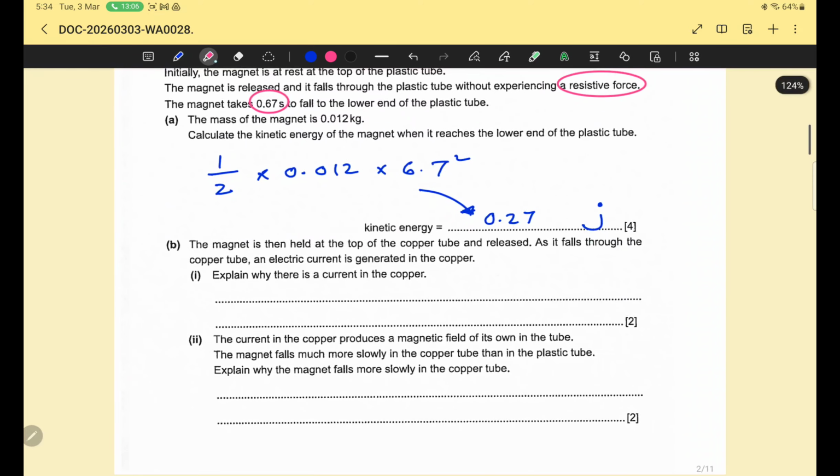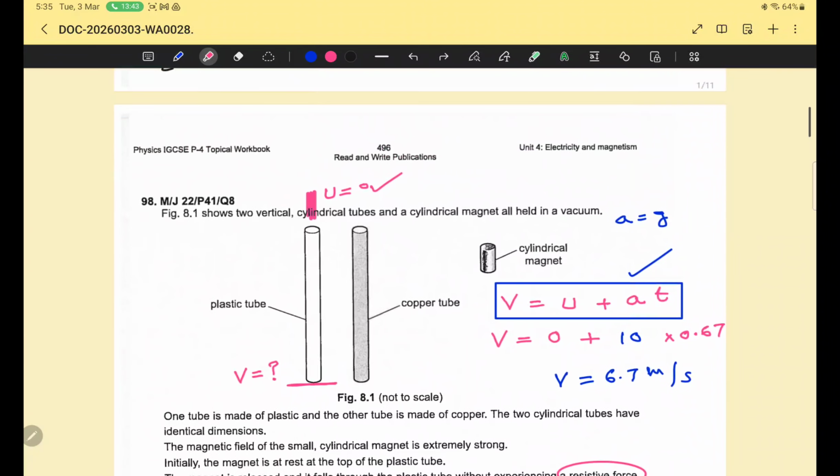The next question is, the magnet is now held at the top of the copper tube, and you know copper is a conductor. It can conduct electricity, it can produce electricity, whereas plastic is an insulator. It cannot conduct current, it cannot produce electricity, but the copper tube can. And now the magnet is falling through the copper tube, and you are given that electric current is generated in the copper tube. The question is, explain why there is a current in the copper.